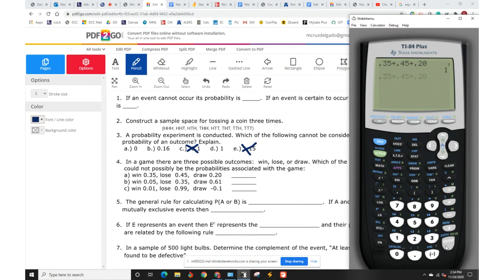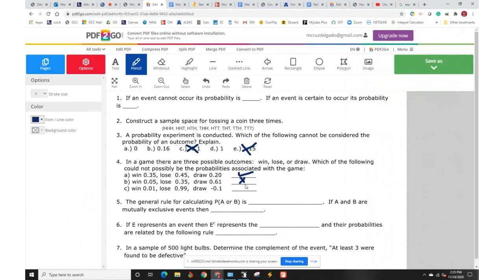It adds up to 1. So that one's fine. You can see, actually, this one is going to go over because 0.35 and 0.05 is 0.40. See, that one's no good. And then this one is also bad because it's got a negative probability in there.